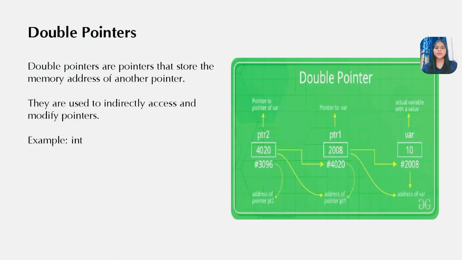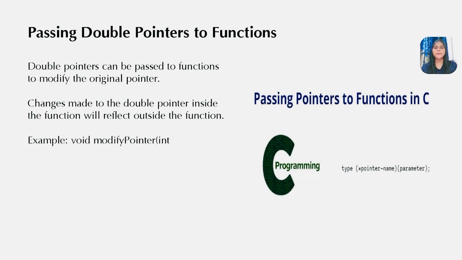Double pointers. Double pointers are pointers that store the memory address of another pointer. They are used to indirectly access and modify the pointers. Example int. Passing double pointers to the functions. Double pointers can be passed to the functions to modify the original pointers. Changes made to the double pointer inside the function will reflect outside the function. Example void modify pointer int.